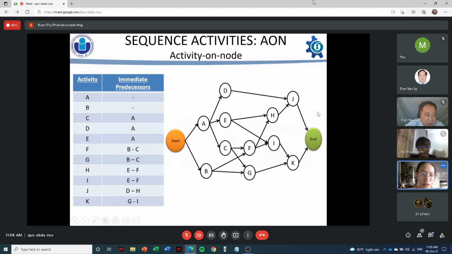Next slide, please. About sequencing activities, we have 2 ways to set up a network graph of activities, AON or AOA. First, the AON graph is the activity-on-node graph. In the AON graph, activities are represented on nodes. Here you can see each activity A, B, or C is represented by a node. The arrows are used to denote the precedence relations among activities. Next slide, please.